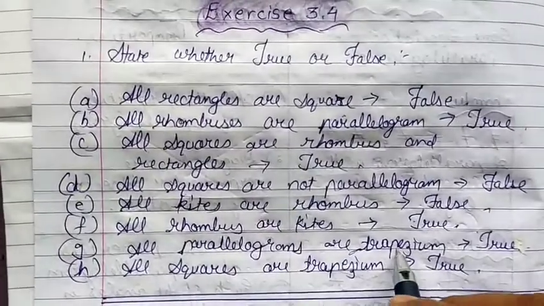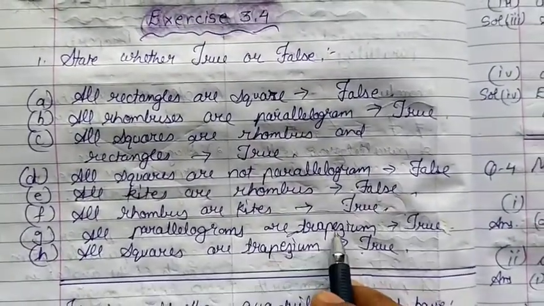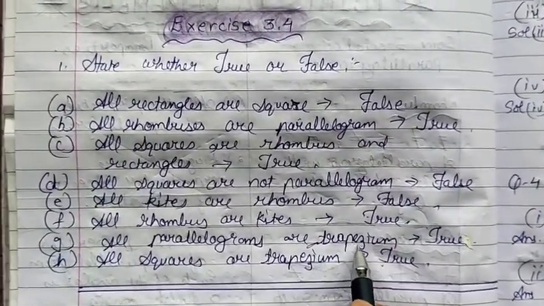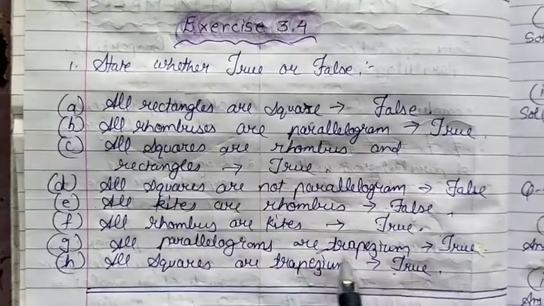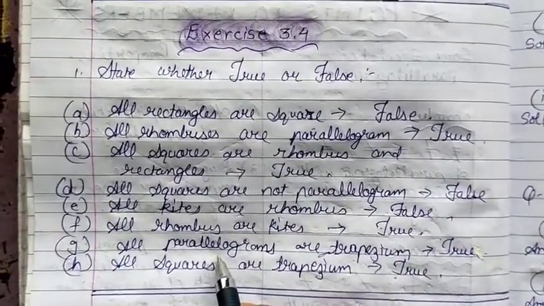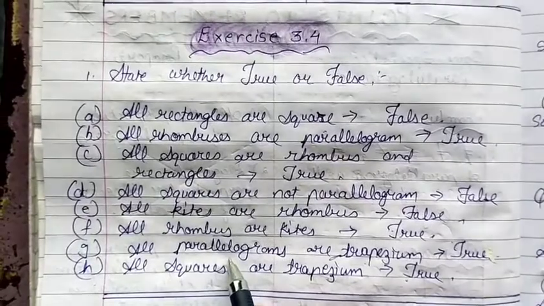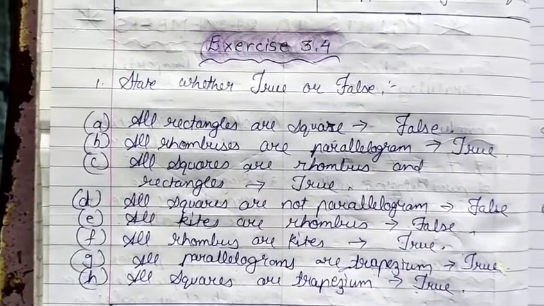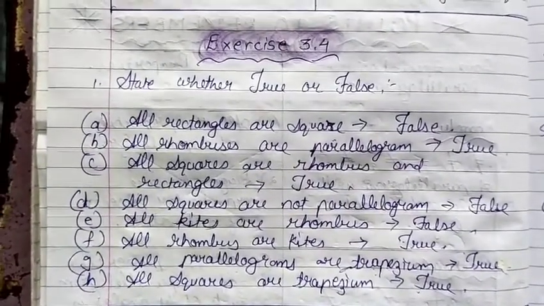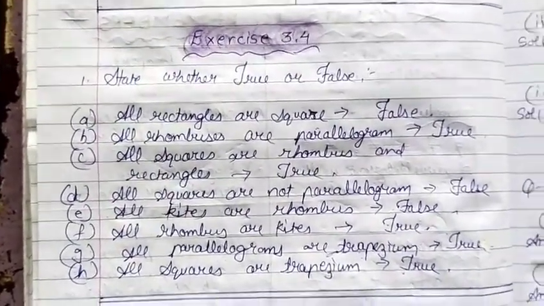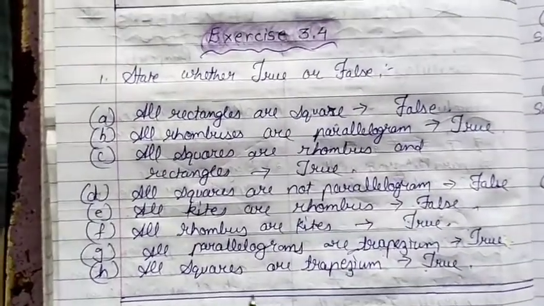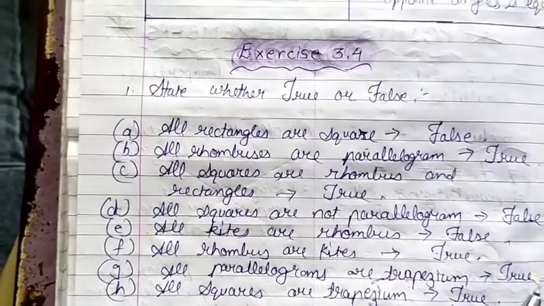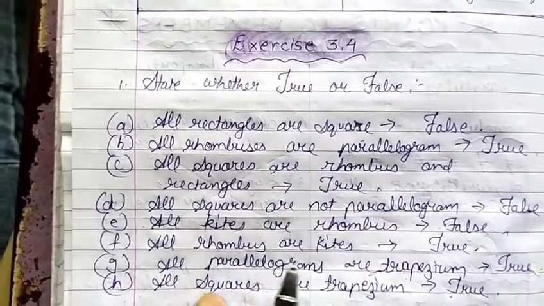All parallelograms are trapeziums. Student, a parallelogram can be a trapezium because all the properties of a trapezium are there in it, but all the properties of a parallelogram are not in a trapezium. That is why a parallelogram can be a trapezium. In a parallelogram, opposite sides are equal and opposite angles are equal. In a trapezium, only one pair of opposite sides is parallel and the other is not. A square can be a trapezium. See, all the properties of a trapezium come in it. All sides are equal, all angles are equal, but a trapezium cannot be a square. That is why squares are trapeziums.